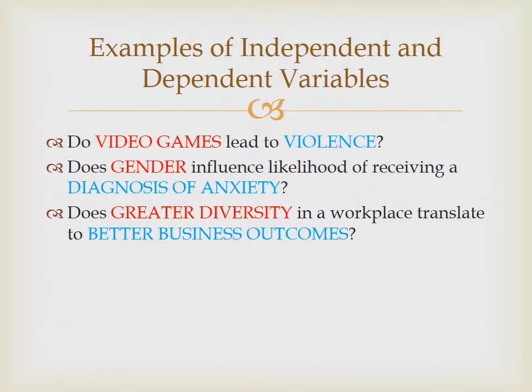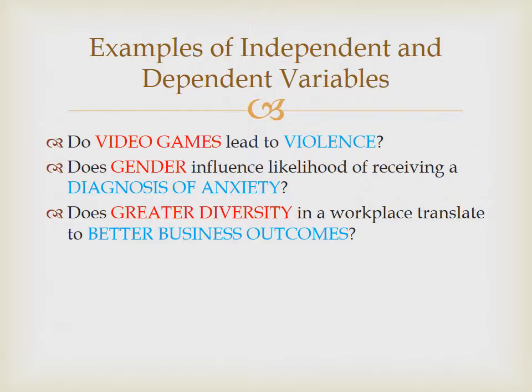Now for the first one, maybe we could flip it. Maybe we might ask, does someone's maybe being predisposed to violent behavior, does that make them more or less likely to play video games? Now if we were asking that question, then the independent variable and dependent variable would be flipped. If we were asking, does violence lead to video games, then violence would be the independent variable and video games would be the dependent variable.